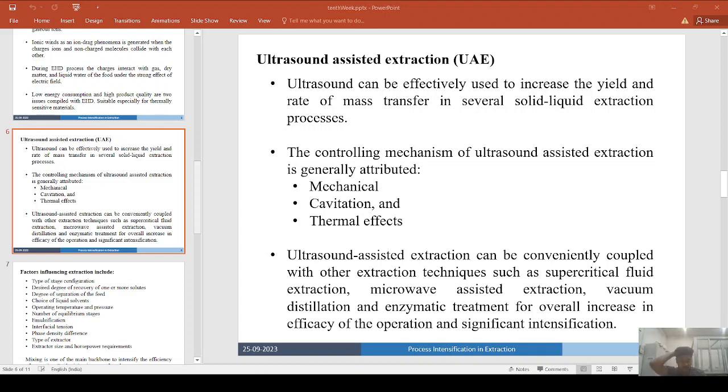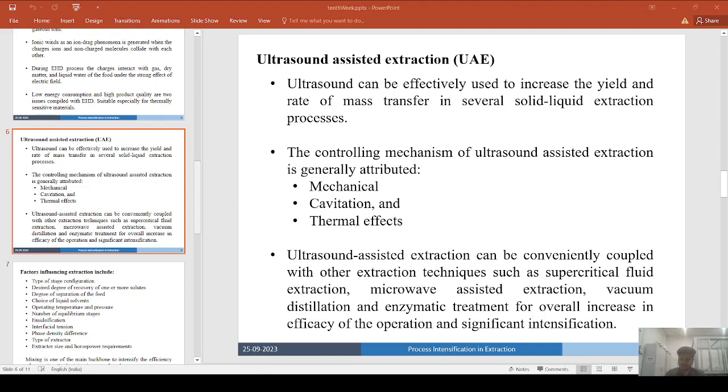So how does ultrasound assisted extraction actually work? What is the mechanism of ultrasound assisted extraction? So the mechanism, let us discuss. The intensification of extraction efficacy is due to the propagation of the ultrasound pressure wave through the solvent and the resulting cavitation phenomena.